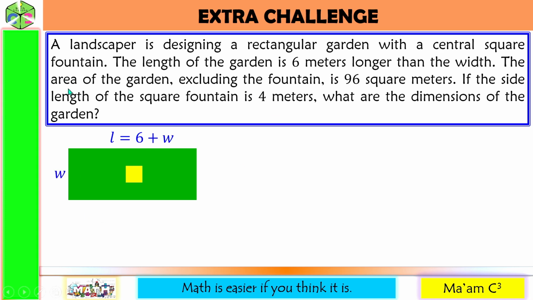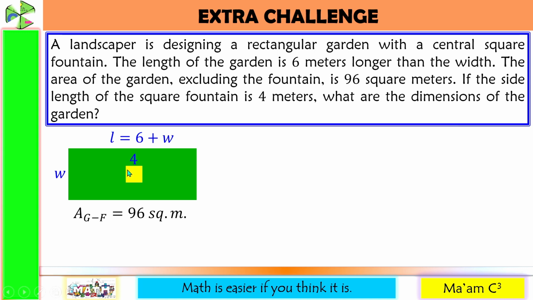Next, it says here the area of the garden, excluding the fountain, is 96 square meters. So the area of the garden, excluding the central square fountain, is 96 square meters: area of the garden minus the area of the fountain. If the side length of the square fountain is 4 meters, so one of the sides of the square fountain is 4 meters. What are the dimensions of the garden?